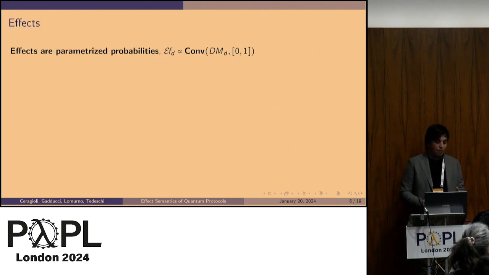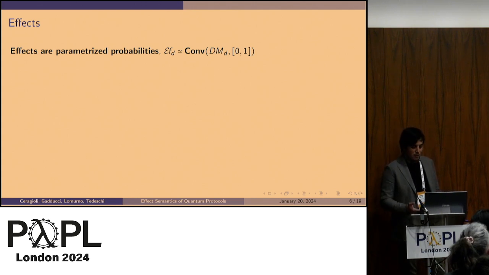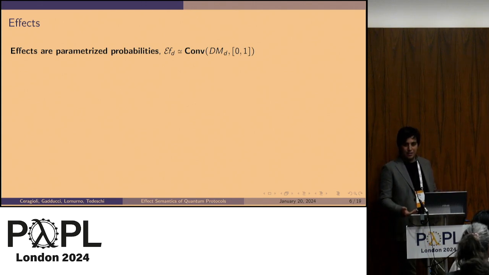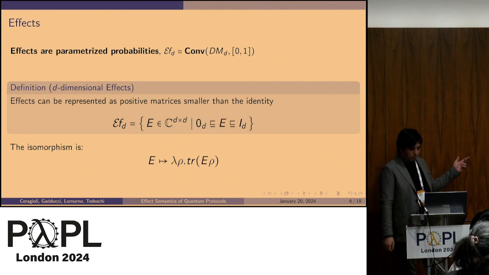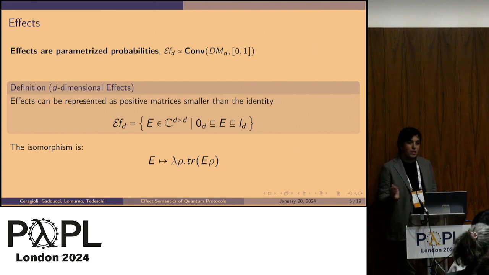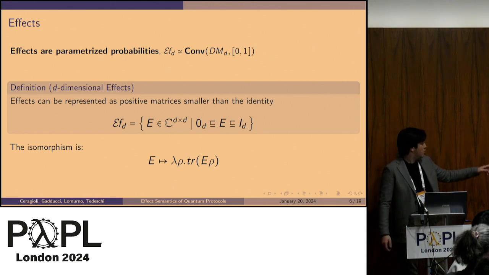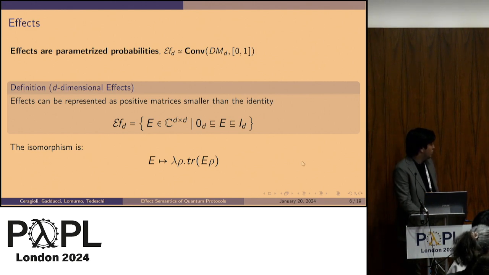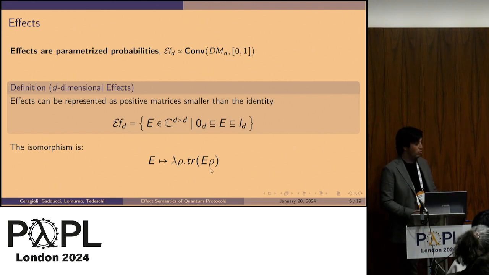If you're not familiar with them, effects are parameterized probabilities. That is, they are convex functions that, when you give them as input a quantum state, give you a probability. In a sense, they are fuzzy predicates on the set of quantum states. But at the same time, these functions can be represented neatly as matrices, as d by d positive matrices smaller than the identity. So we will continuously go back and forth between effects as matrices and effects as functions on states. And this isomorphism is just the well-known Born rule of taking a state and multiplying it by this effect, so this measurement operator, if you want, and taking the trace.